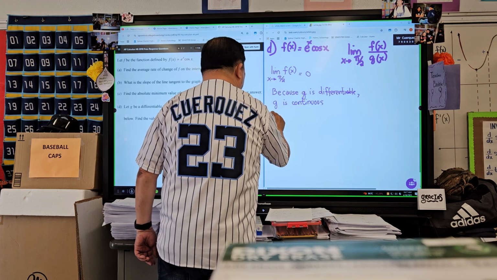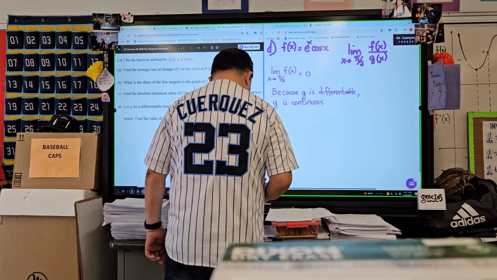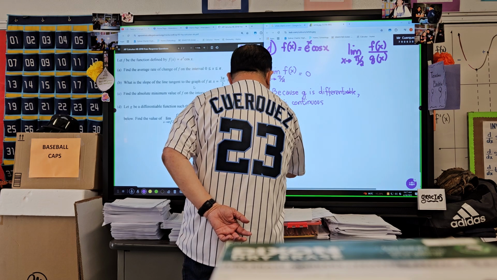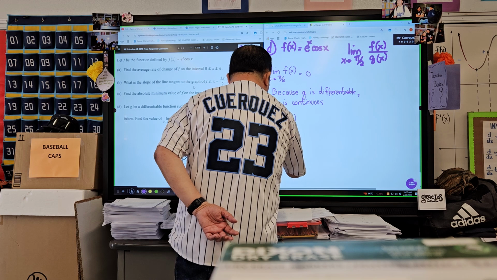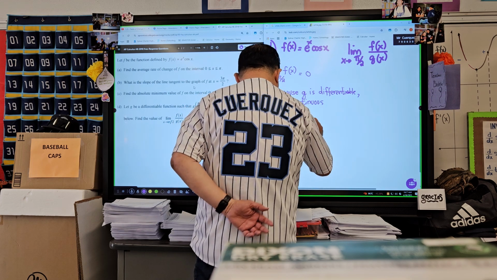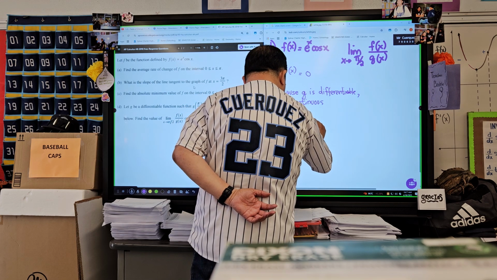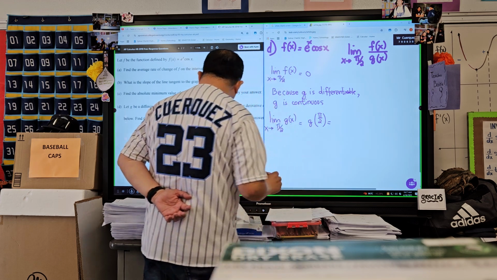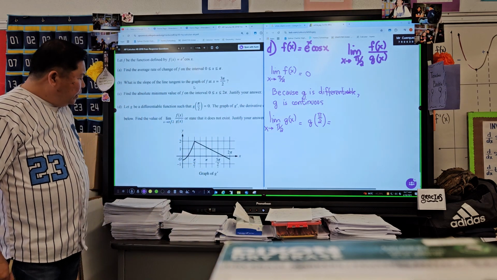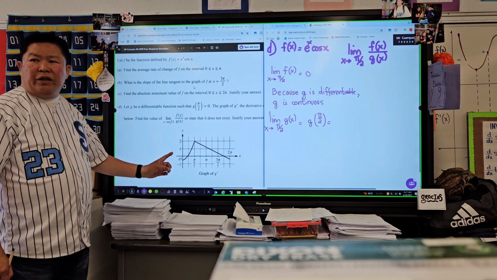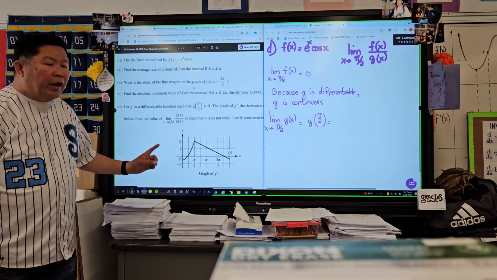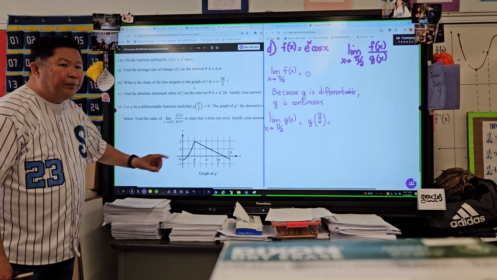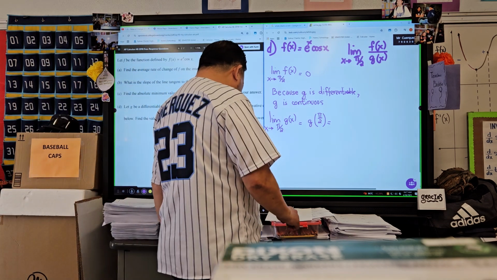We now say the limit of g of x as x approaching pi over 2 is equal to g of pi over 2. Now look at the value of g of pi over 2. What is g of pi over 2? It's going to be 2, right? Correct. g of pi over 2 is going to be 2.